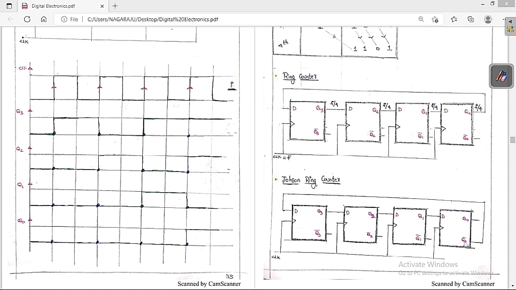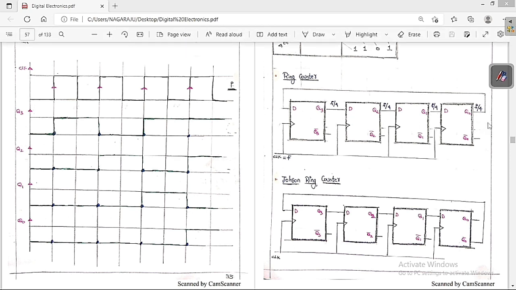If you take feedback from Q0 bar and give it as input to D, it is called the Johnson's ring counter. It's a very important point. If you take feedback from Q0 and give it back to D, it is called a ring counter. But if you take feedback from Q0 bar and give it to D, it is called a Johnson's ring counter. Suppose you are not giving feedback, this is the circuit that we are going to get.